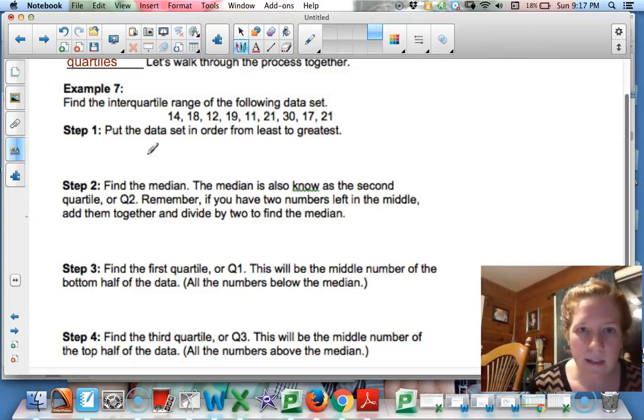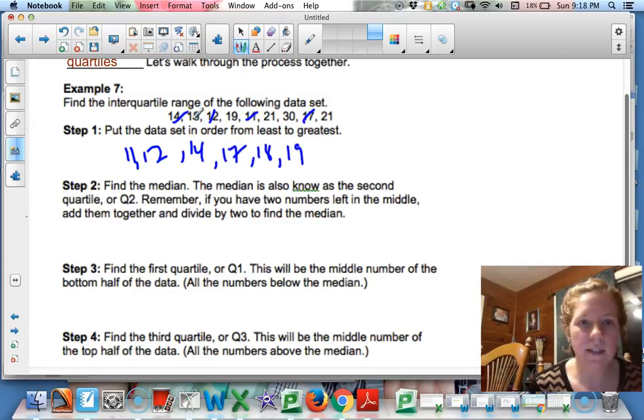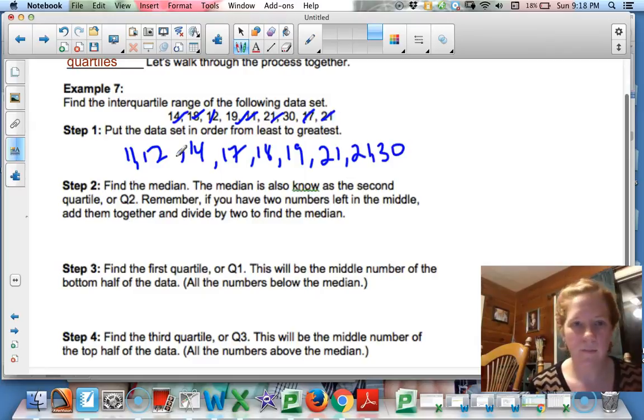So my smallest is 11, and then 12, and then 14, not 18, nope, I just saw 17. 17, 18, 19, two 21s, look at that, there's a mode, and 30. So 1, 2, 3, 4, 5, 6, 7, 8, 9 pieces of data.